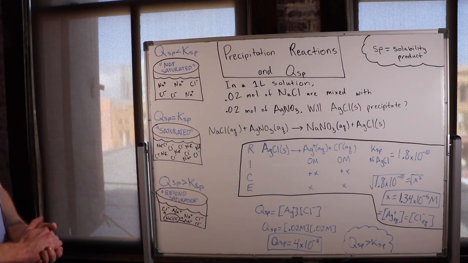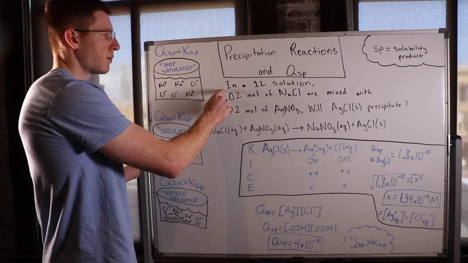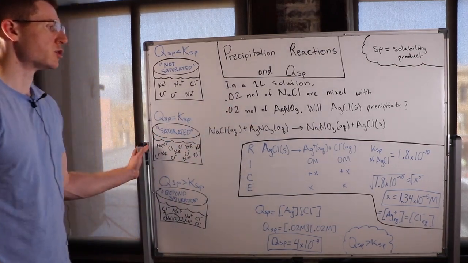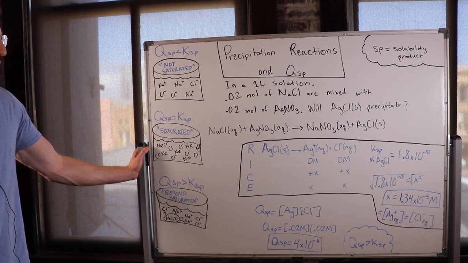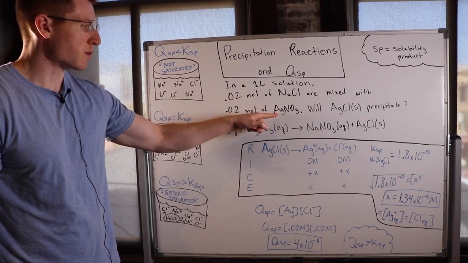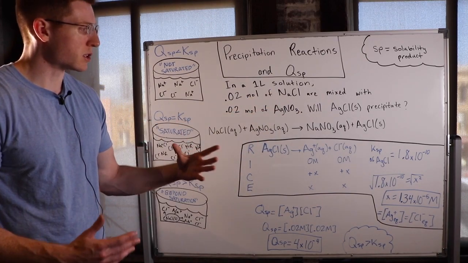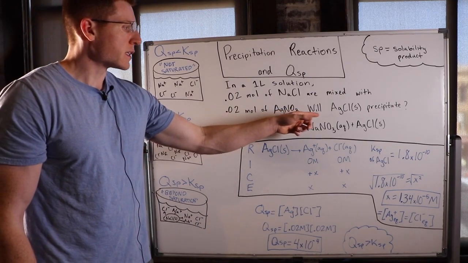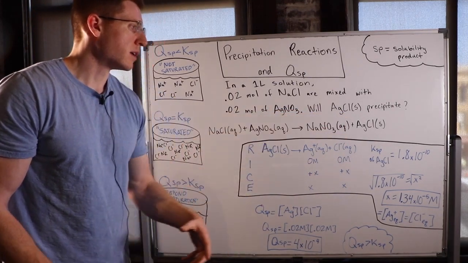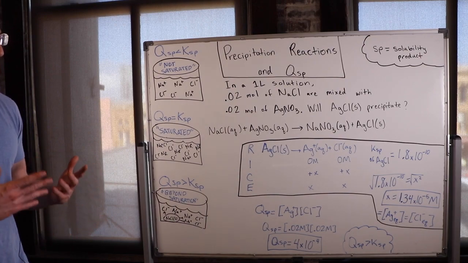So in a precipitation problem, you'll be given generally two soluble salts. So let me go through this one. In a 1 liter solution, 0.02 molar of NaCl is mixed with 0.02 molar of AgNO3. So sodium chloride and silver nitrate. These are both soluble salts, right? You know that from your solubility rules. And they ask, will silver chloride solid precipitate?